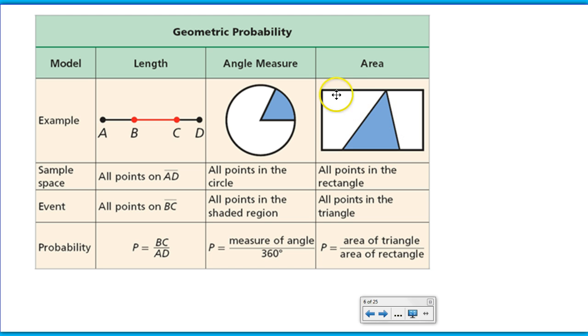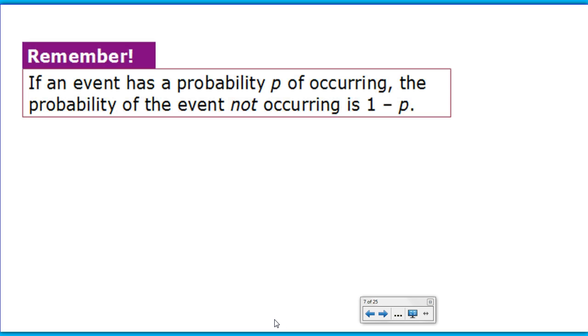All points in this rectangle would be a sample space. An event would be all the points in the shaded triangle. So the probability of a point in the shaded triangle would be the area of the triangle over the area of the rectangle. If an event has a probability, P, of occurring, then the probability the event is not occurring is 1 minus P. As an example, the probability of flipping heads on a coin is 1 out of 2. And the probability of not flipping heads is also 1 out of 2.